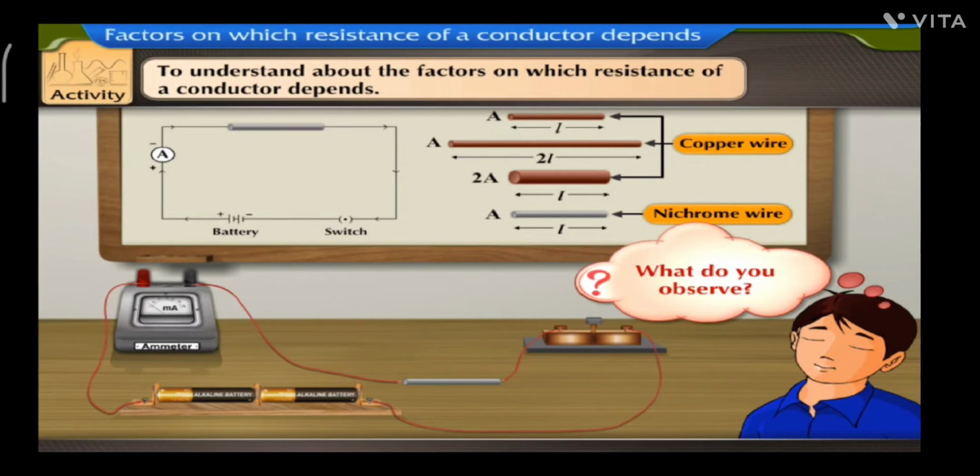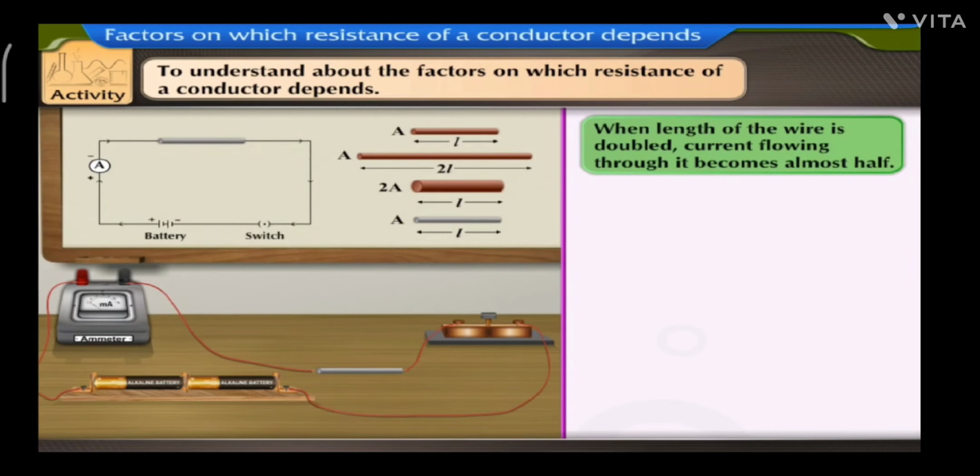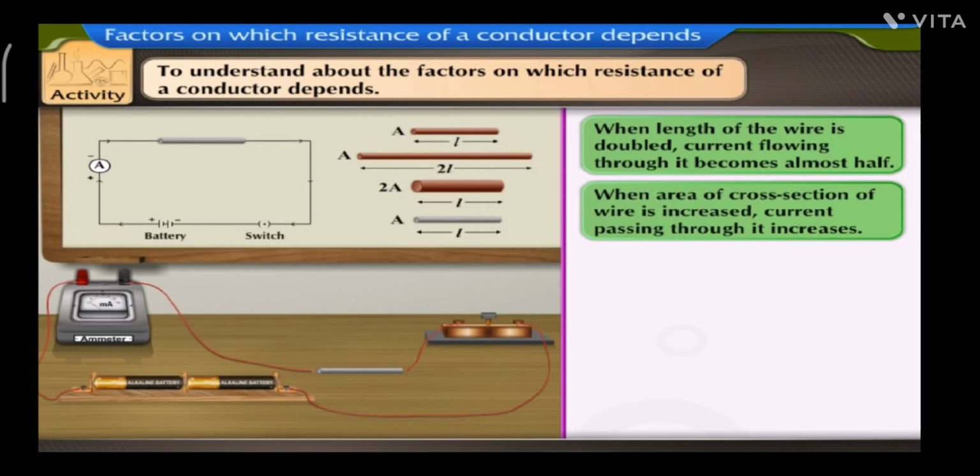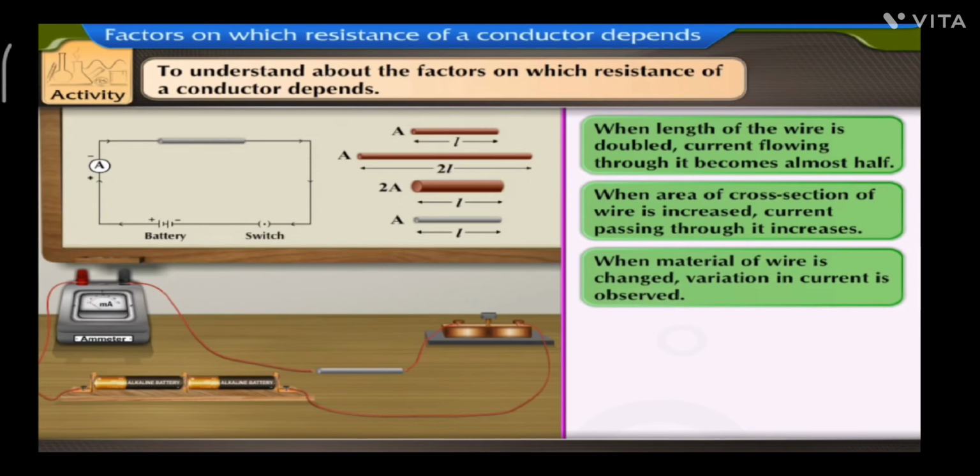What do you observe? Is the current flowing in the circuit the same in all the cases? No. You will observe that when the length of the wire is doubled, the current flowing through it becomes almost half. Also, when the area of cross-section of the wire is increased, keeping its length the same, the current passing through it also increases. Even variation in current is observed on changing the material of the wire by keeping its length and area of cross-section the same.